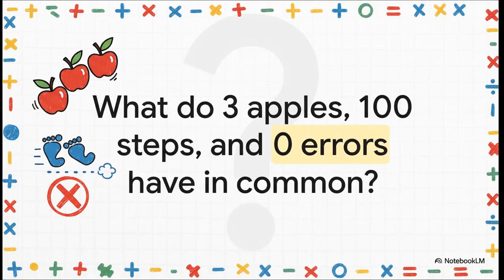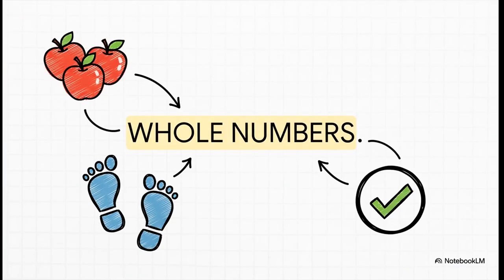So, to get us started, let's kick things off with a little question. What do 3 apples, 100 steps, and hey, 0 errors, what do all those things have in common? I mean, they seem pretty different, right? You've got fruit, distance, even mistakes. So what's the one thing that connects them all? You guessed it, they are all counted with whole numbers.